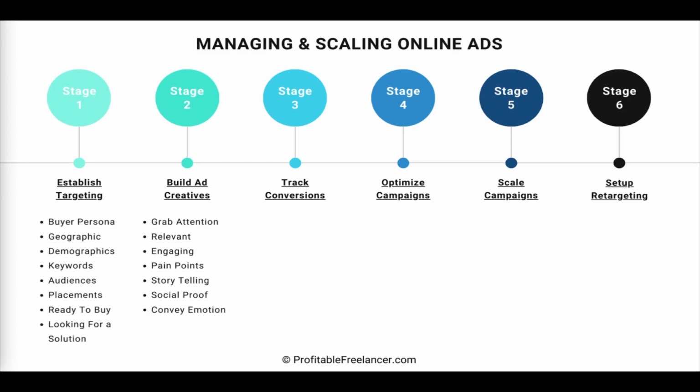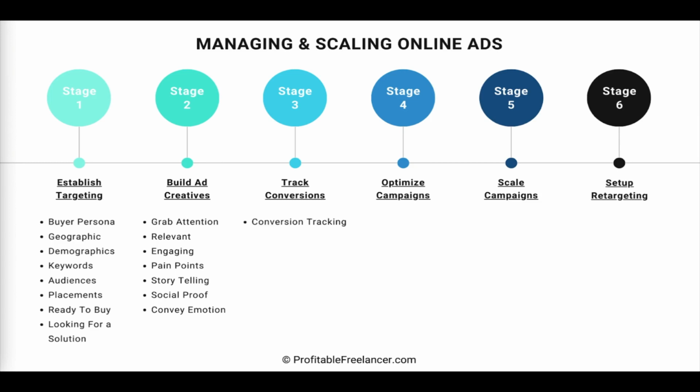Then, conveying emotion. That is another fundamental pillar of an effective ad. The ability to convey emotion through images, video, and copywriting is what will make you effective at managing and creating online ads. Next, let's move on to stage 3, where we will go into tracking conversions.